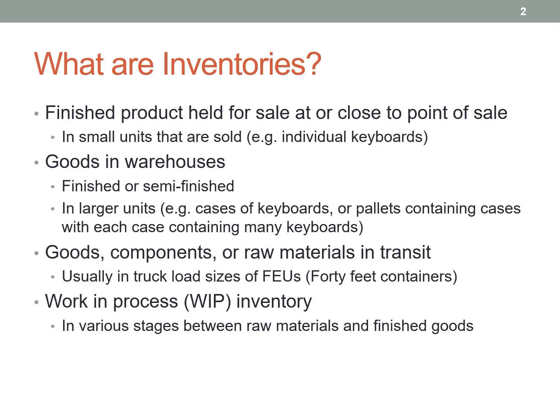You may also have finished goods inventories in multiple places. You may have inventory stored in warehouses, which are also called distribution centers. In warehouses and distribution centers, we often see finished goods and semi-finished inventory. This inventory, even if it's finished goods, is slightly different from the inventory you might see at the retail store because it's held in larger units. At the lowest level, you might have cartons or boxes of product.